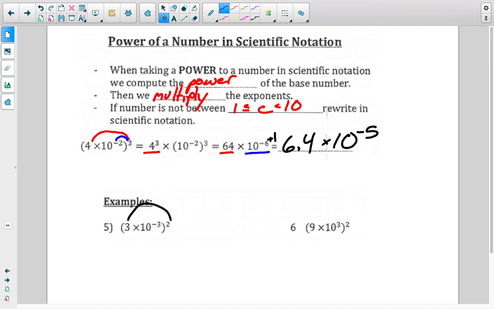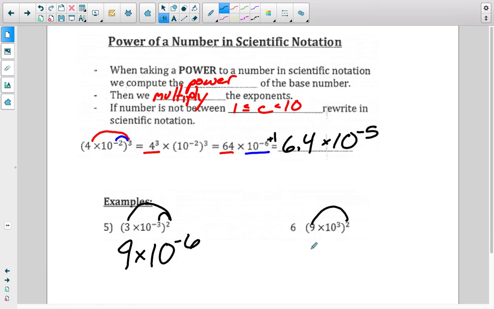Let's try that here. And boom, boom. Take 3 to the 2nd power. So we get 9. And then we multiply the exponents. So times 10 to the -6. Bada bing, bada boom.